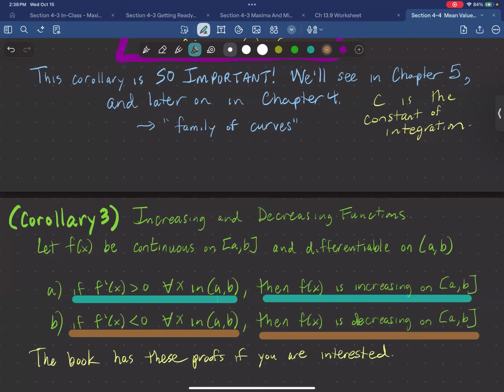The book has proofs on these. I don't think you guys are really excited about the proofs. If you want to see them, please look them up.